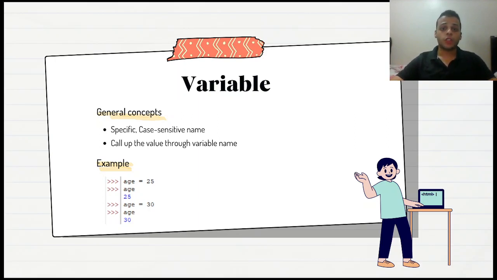One unique aspect of Python is that it's dynamically typed, meaning variables can change their type as needed. For example, as shown, let's declare a variable called age and assign it the value 25. Later in the program, we can change the value of age to 30 without any issues. This flexibility is one of the most important benefits of using variables in Python.